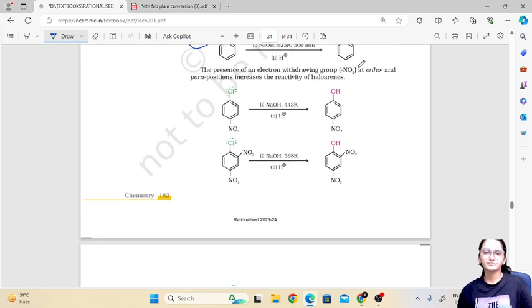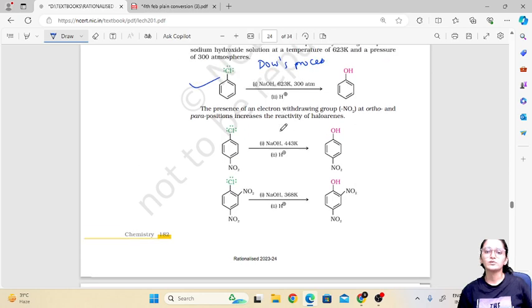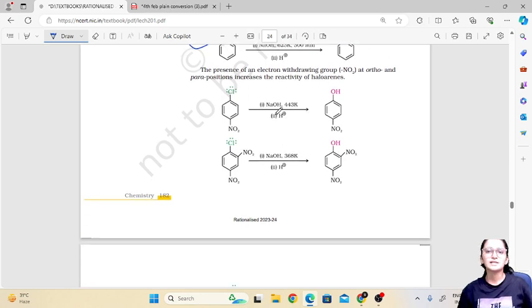Now since there is conjugation, there is a very high electron density on this compound. But if you attach an electron withdrawing group to it, then that electron density decreases. So when we attach an NO2 group here along with the Cl and add NaOH at 443 Kelvin temperature, we see that the OH group gets attached along with the NO2 group. Why does this happen? Because we attach an NO2 group, a lower temperature and also lower pressure is required. So the conditions are reduced if you attach an electron withdrawing group.